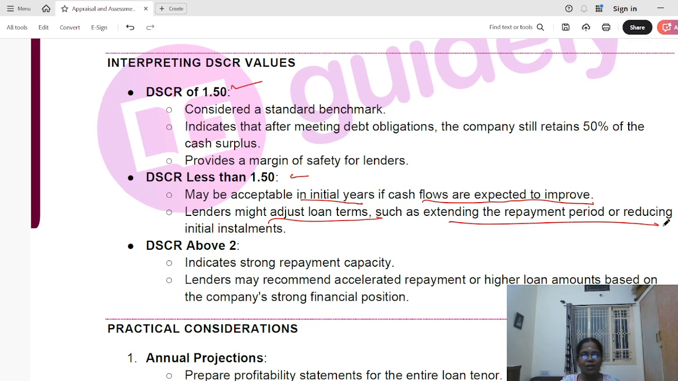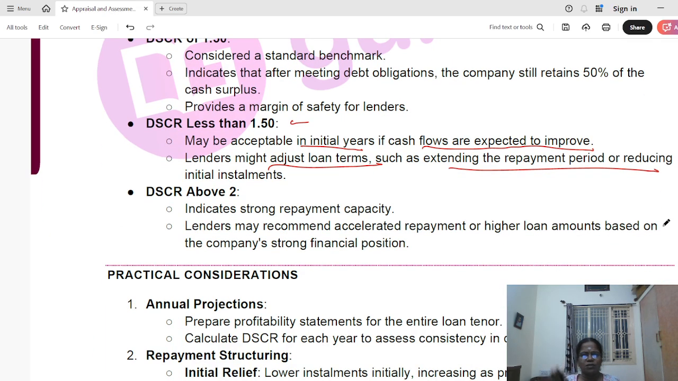If it is above that, it indicates very strong repayment capacity. Lenders may recommend accelerated repayment of a higher loan amount based on the company's strong financial position. If it is 2, that is very good. In such a case the banker is not reluctant; the banker is very keen to provide loans so that they can recover the loan amount within a proper duration. So more than 1.5 is okay; less than 1.5 is a little better only if they increase the repayment schedule. If it is more than 2, bankers close their eyes and sanction the loan amount.